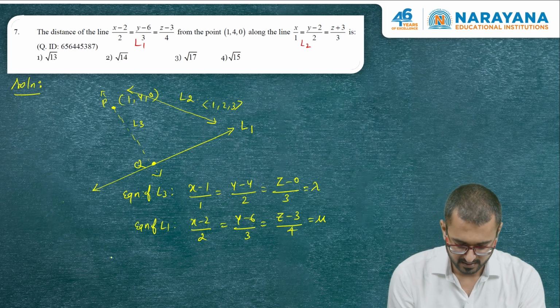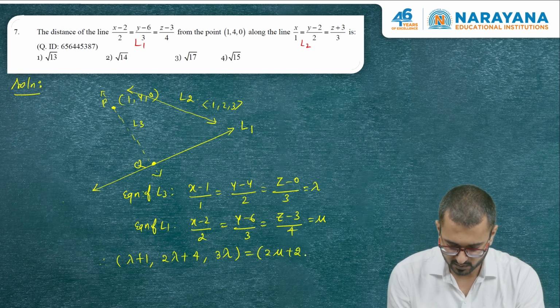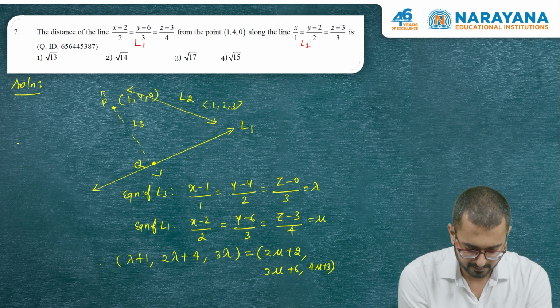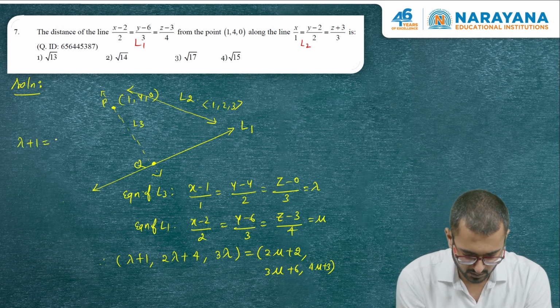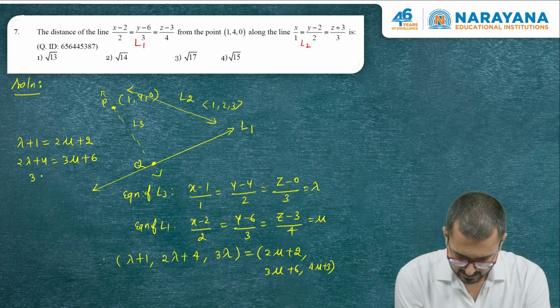So yes, I'll be getting from here: lambda plus 1 comma 2 lambda plus 4 comma 3 lambda will be equal to 2 mu plus 2 comma 3 mu plus 6 comma 4 mu plus 3. So from this we'll be getting one system, which is lambda plus 1 is equal to 2 mu plus 2, and 2 lambda plus 4 is equal to 3 mu plus 6, and then 3 lambda is equal to 4 mu plus 3.